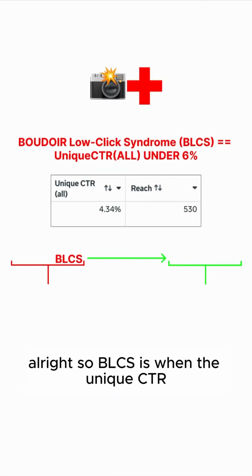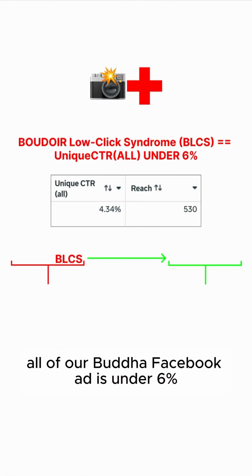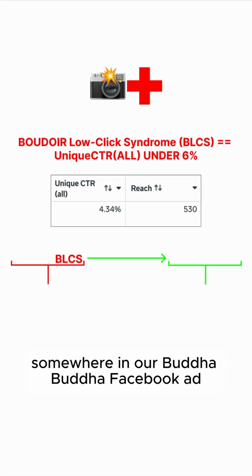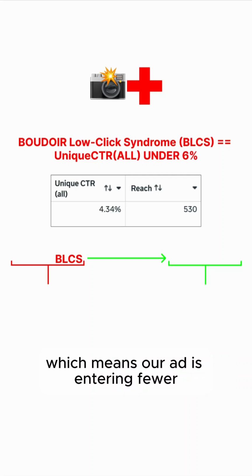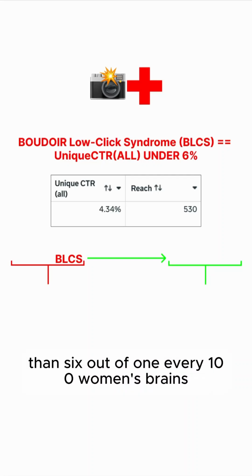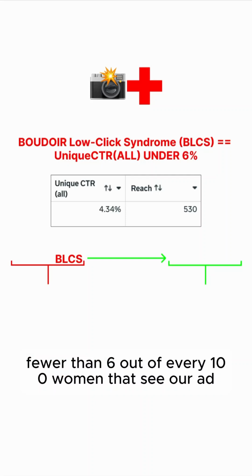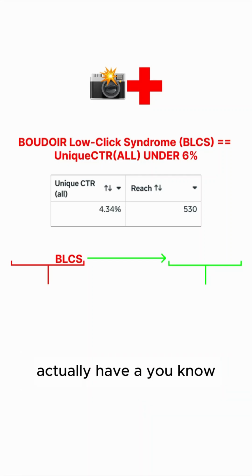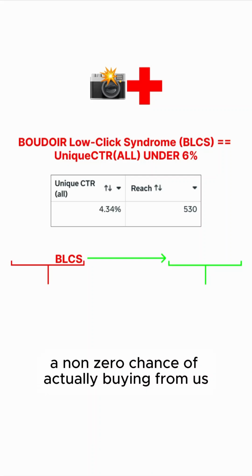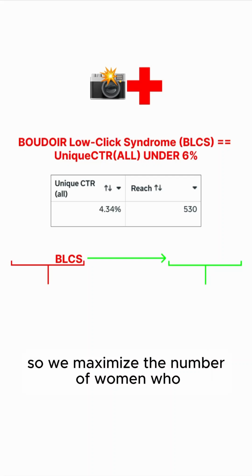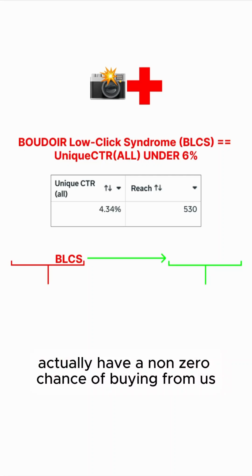All right, so BLCS is when the unique CTR on our boudoir Facebook ad is under 6%, aka fewer than 6 out of 100 women are clicking somewhere on our boudoir Facebook ad, which means our ad is entering fewer than 6 out of every 100 women's brains, which means fewer than 6 out of every 100 women that see our ad actually have a non-zero chance of buying from us. So we gotta get this unique CTR number up as high as possible, so we maximize the number of women who actually have a non-zero chance of buying from us.